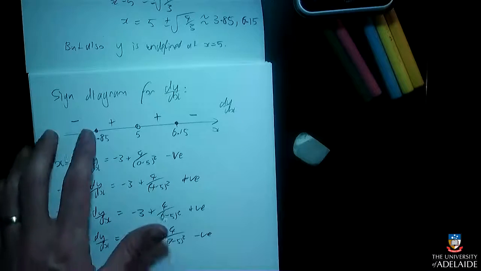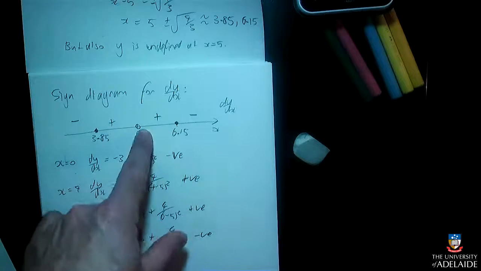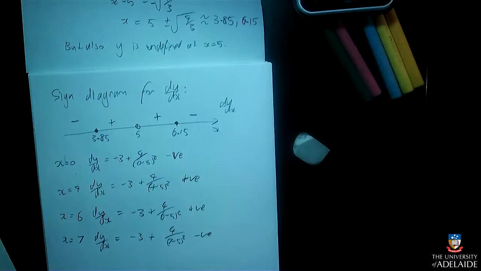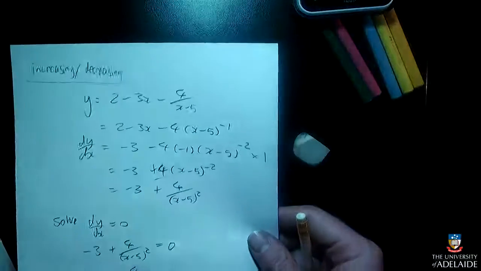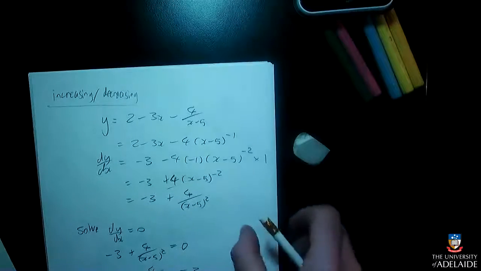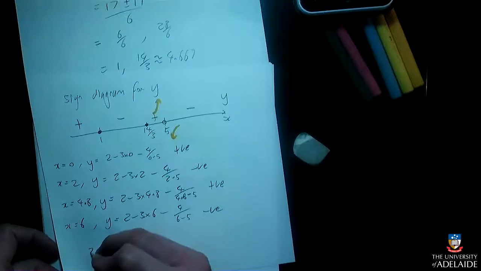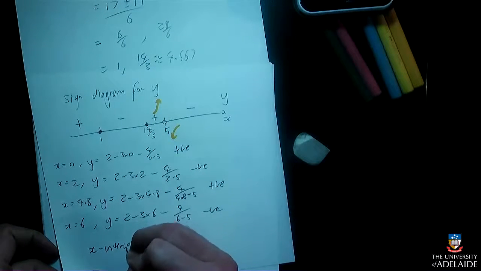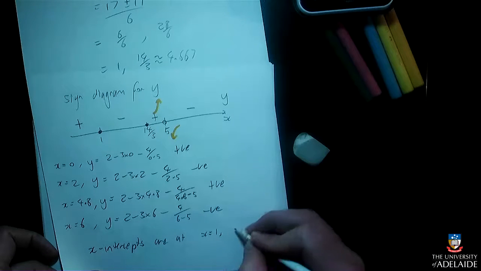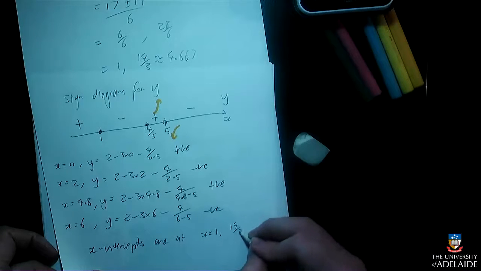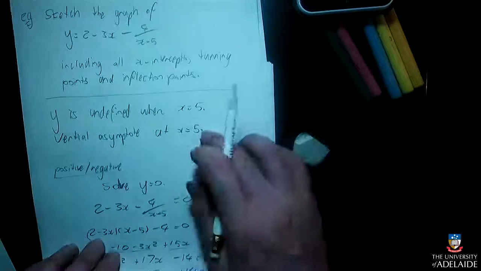So it's decreasing, increasing, increasing, decreasing. These are both turning points. The function doesn't actually exist there, so that's not a turning point. Back before, I probably should have explicitly listed that the x-intercepts are at x equals 1 and 14 over 3. And I did already say right at the beginning that there was a vertical asymptote at x equals 5.